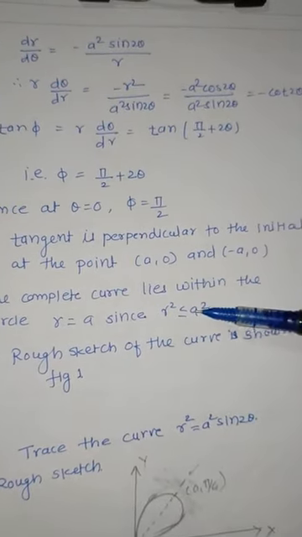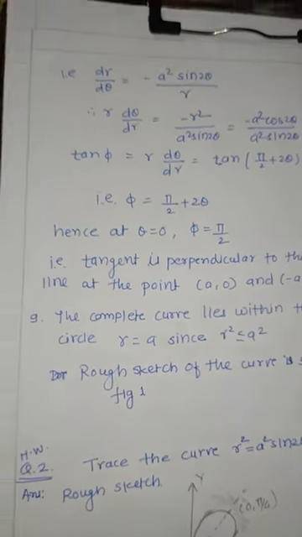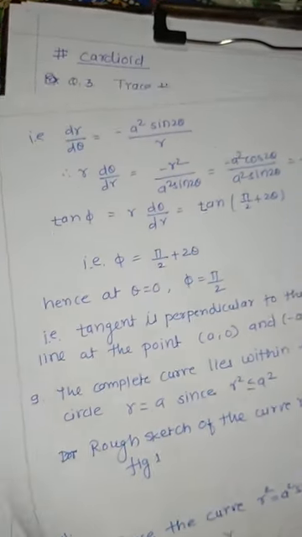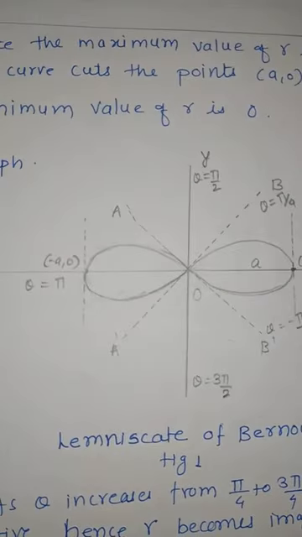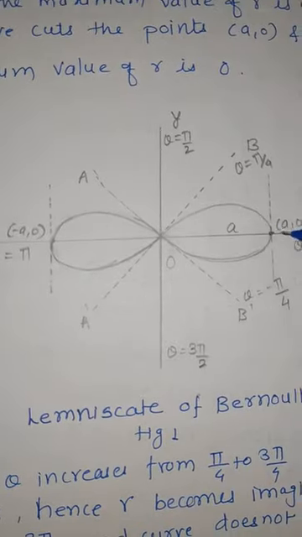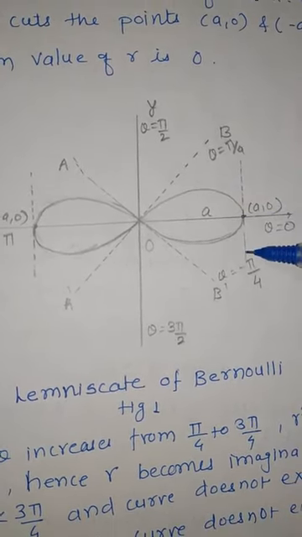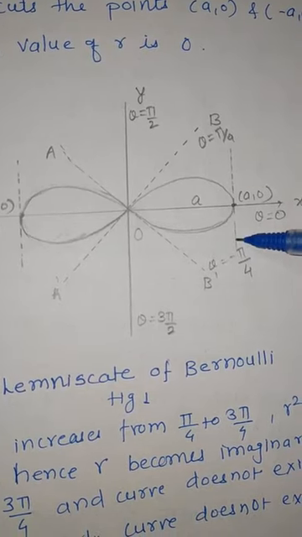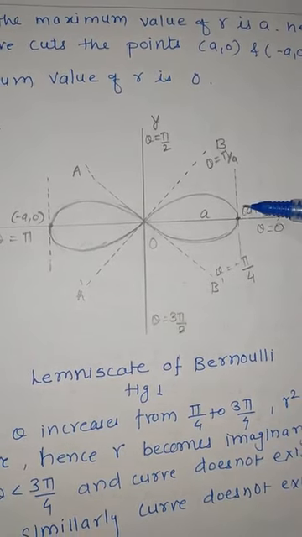So to complete the curve, it lies within the circle r equals a. Okay, so from this we will decide. If you see here, I have drawn the two tangents at a comma 0 and minus a comma 0. Why does this happen? Because here theta equals 0. So we get the tangent perpendicular to these points. So in this way we can draw this curve.